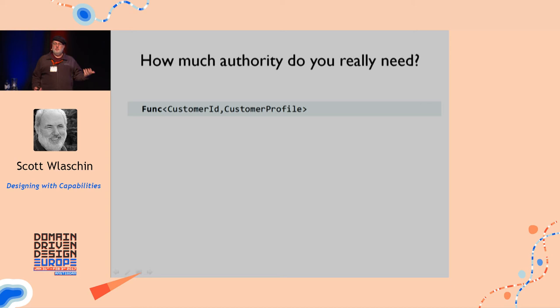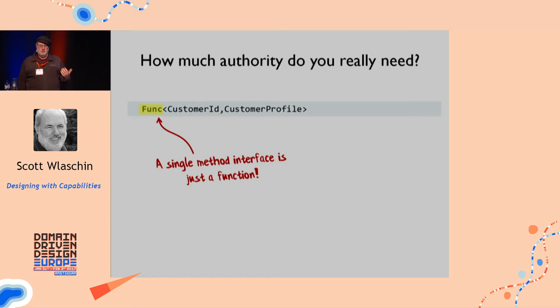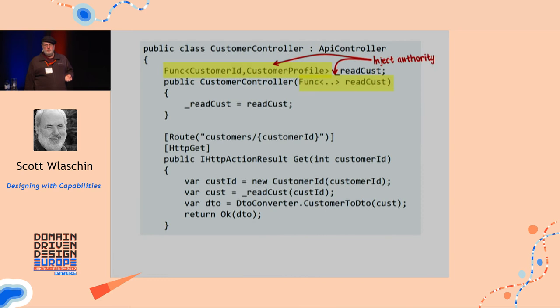So a single method interface is just a function. And we'll see the capabilities are basically functions. So here's the new version. Instead of injecting an IDB customer DB, I'm injecting just the capability it needs, just the function that allows it to read from the database. And then when I read the customer from the database, I just use that one function. So the nice thing about this is I can't possibly do any damage. I can't accidentally change the password. So that's much nicer already.